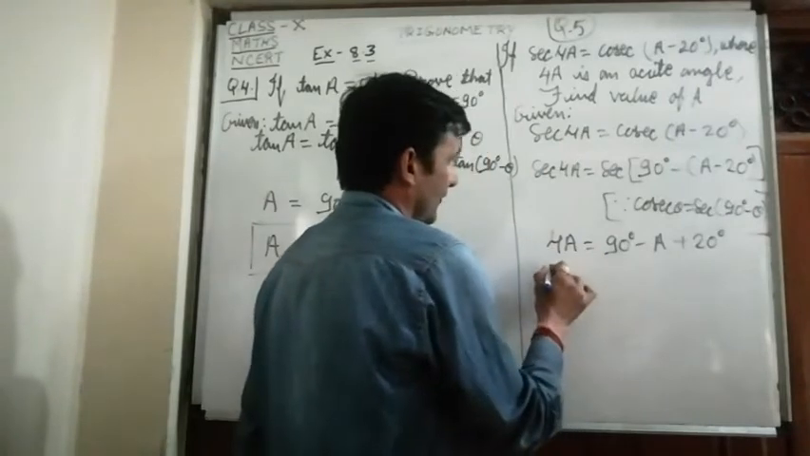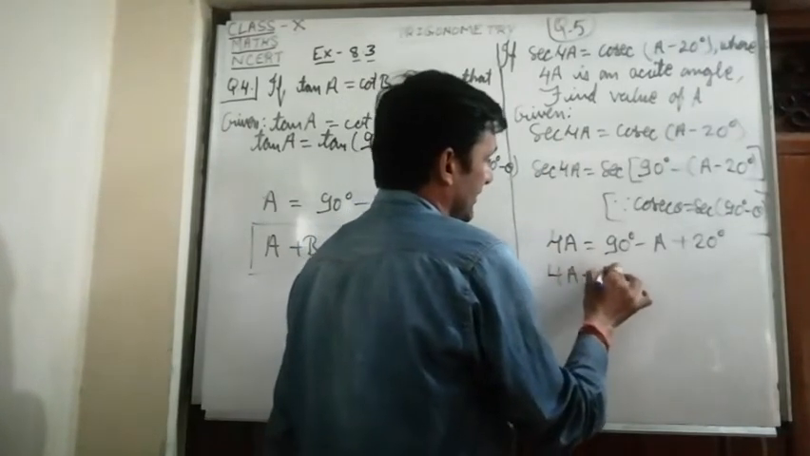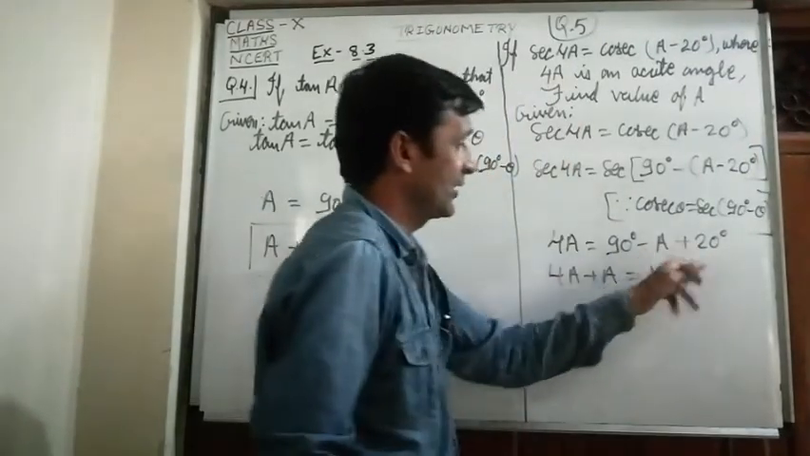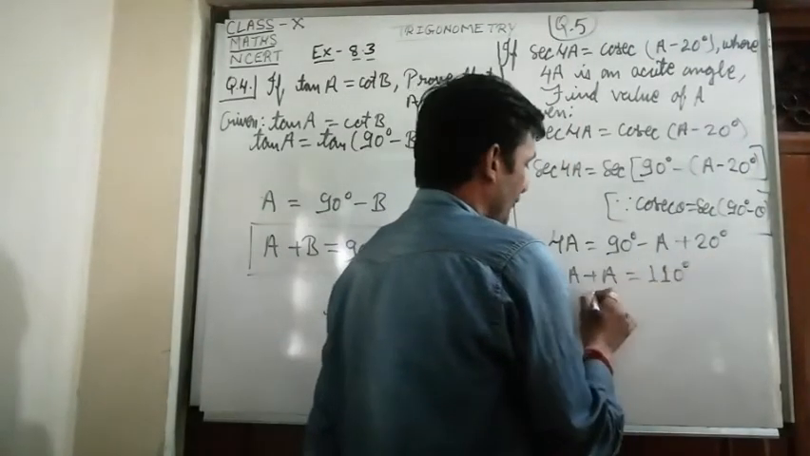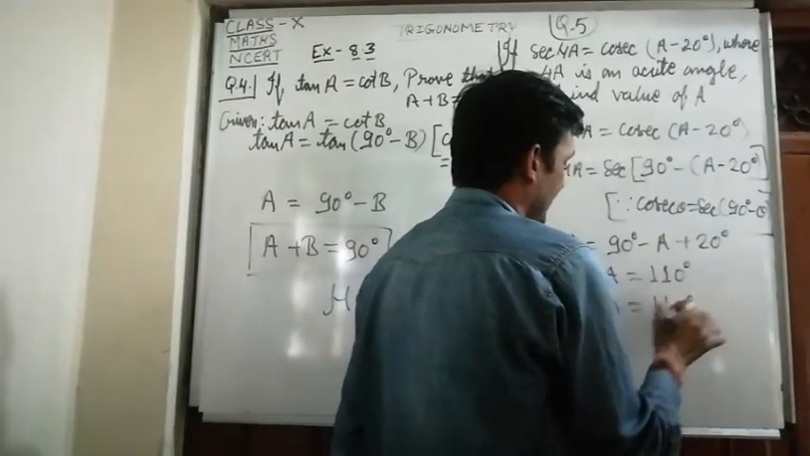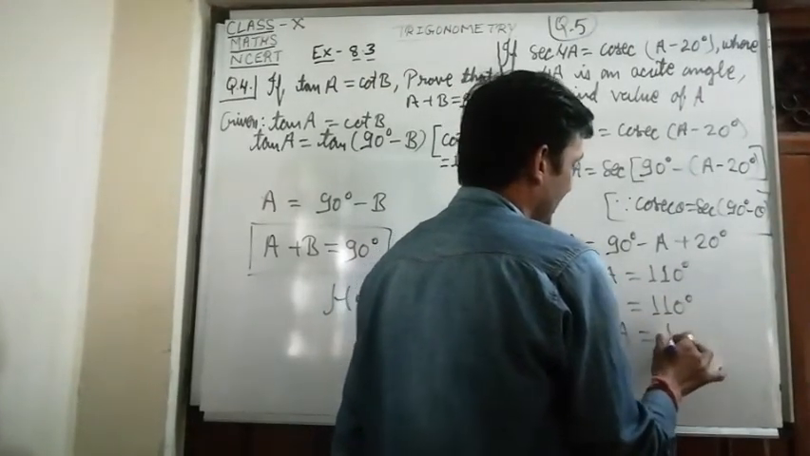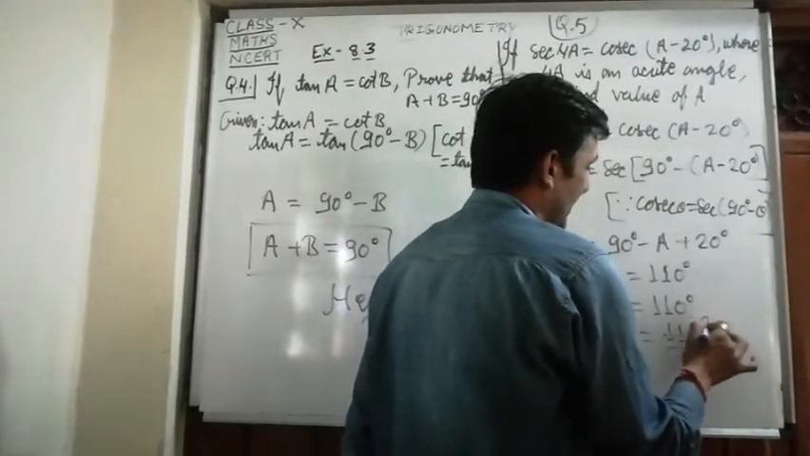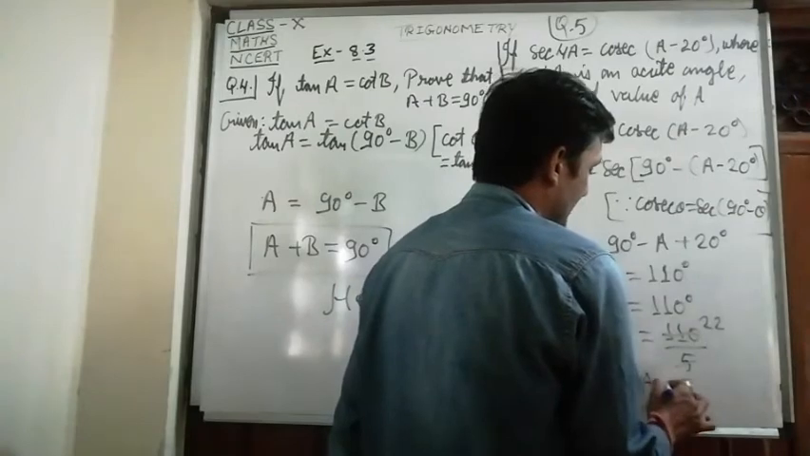So 4a plus a is equal to 110 degree, because 90 plus 20, that is 110. So 5a is equal to 110 degree, and a is equal to 110 upon 5. That is 5 2s are 10 and 5 2s are 10 again. So a is equal to 22 degree.